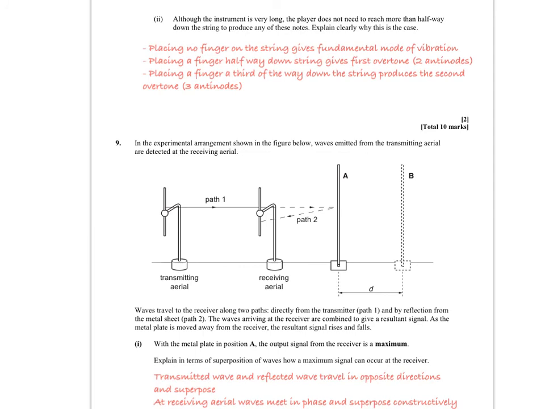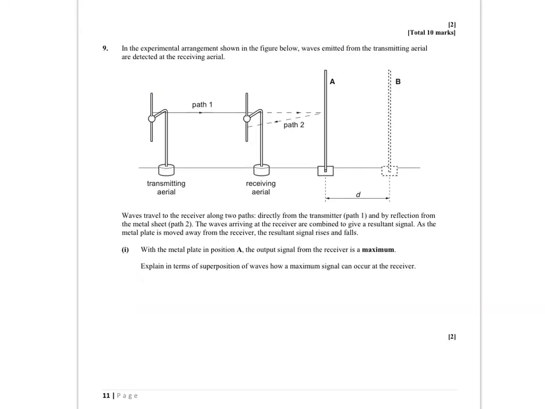Hopefully that's relatively clear. For question 9, we've got experimental arrangements shown where we've got transmitting and receiving aerials for different types of waves, and we're told that waves travel to the receiver along 2 paths, directly from the transmitter and by reflection. So we did this as a microwaves experiment. The waves arriving at the receiver are combined to give our resultant signal. So with the metal plate at position A, the output signal from the receiver is at a maximum. Explain in terms of superposition how the maximum signal can be received.